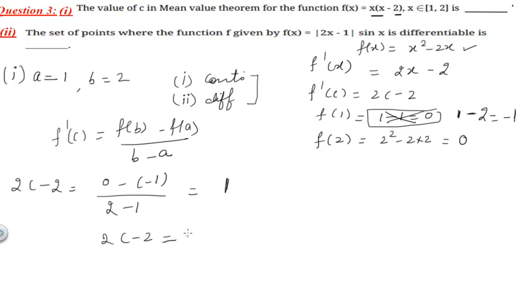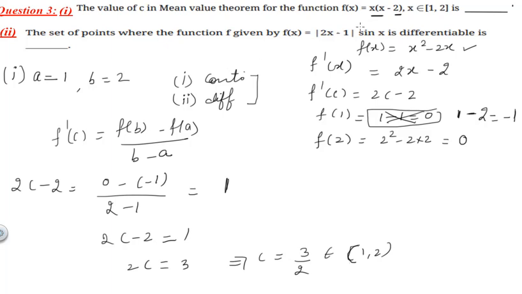2c minus 2 equals 1. 2c equals 3. This implies c equals 3 by 2, which is 1.5, and it belongs to (1, 2). Right. Hence the value for c is 3 upon 2.